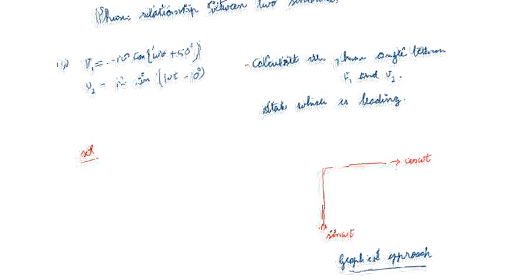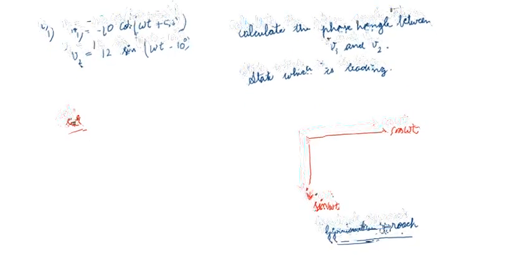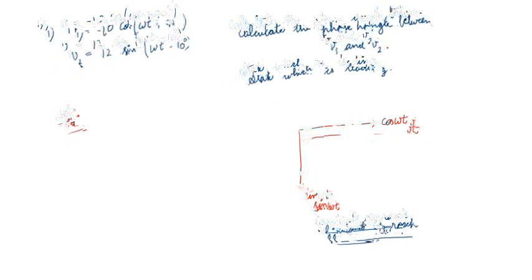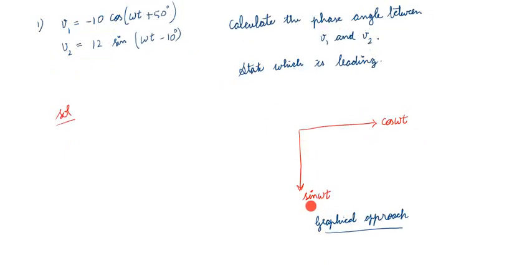See, the graphical approach is easier because we do not have to memorize all the trigonometric identities. If you understand the graphical approach, we take the horizontal axis as cos omega t and the vertical axis, coming down, as sin omega t. Then the opposite direction of this axis would be minus sin omega t, and this would be minus cos omega t. Please write the angles.